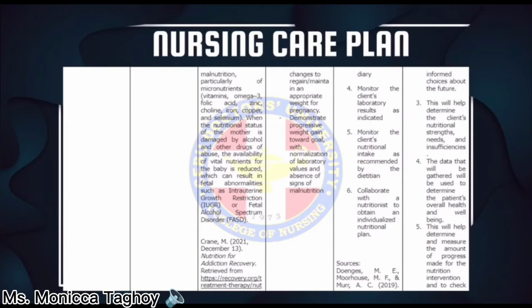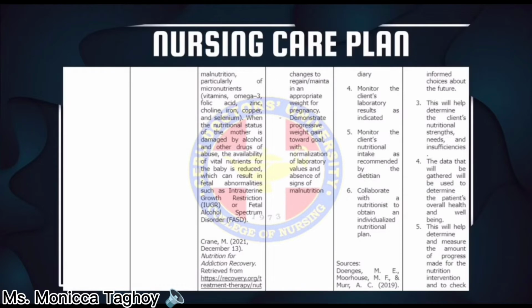This will help determine and measure the amount of progress made for the nutrition intervention and to check whether the expected goals are being met. And lastly, we can collaborate with a nutritionist to obtain an individualized nutritional plan.